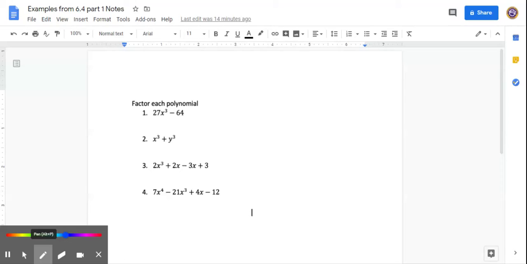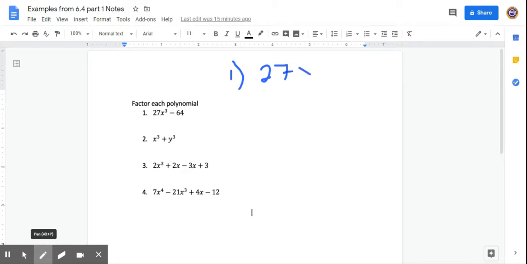Okay, let's go over the examples from 6.4, the part 1 notes. So number 1, this was a difference of two cubes, 27x cubed minus 64. So we needed to find a and b. In this case, a is 3x because that's the cube root of 27x cubed.